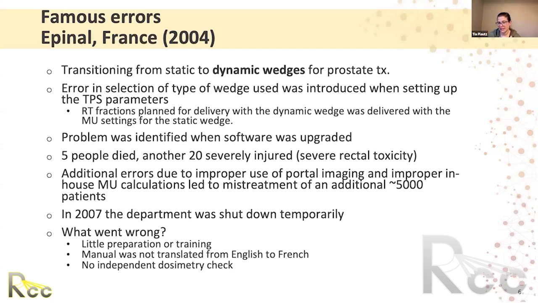In 2007, the department was temporarily shut down, and 2 doctors and the physicist stood trial and were sent to jail because they tried to cover up this error. When the error was analyzed for root cause, it was determined that the primary contributing factors were that the staff had little preparation and training for the upgrade. A second issue was that the manual had not been translated from English into French, so there was misunderstanding of how the system operated.